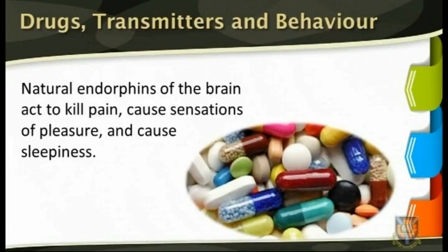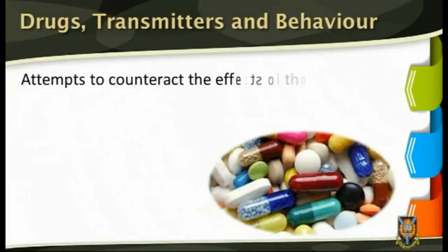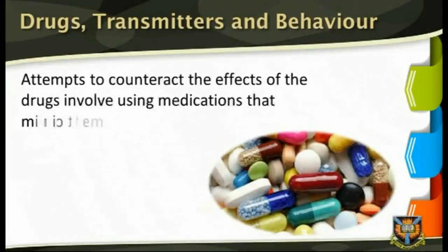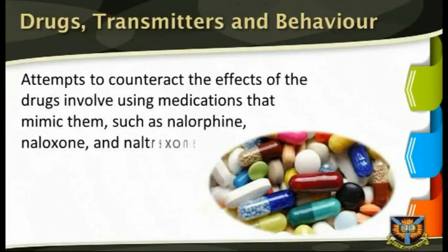It is believed that morphine and heroin combine with the endorphin receptors in the brain, resulting in reduced natural endorphin production. As a result, the drugs are needed to replace the naturally produced endorphins and addiction occurs. Attempts to counteract the effects of the drug involve using medications that mimic them, such as naloxone and naltrexone.